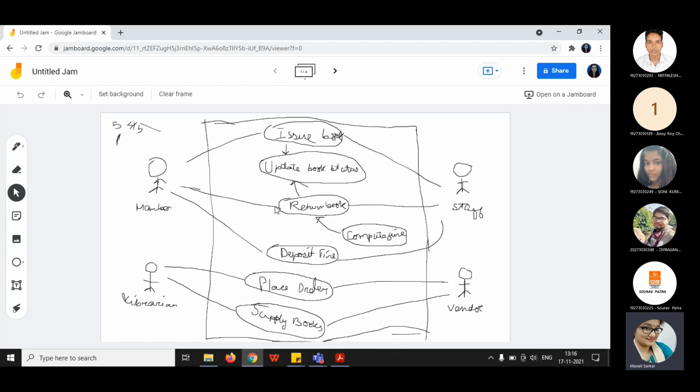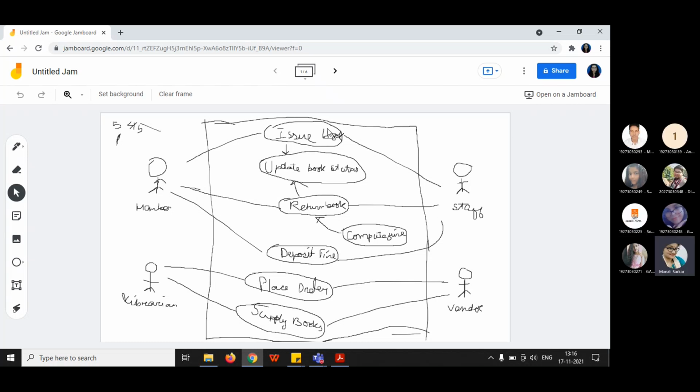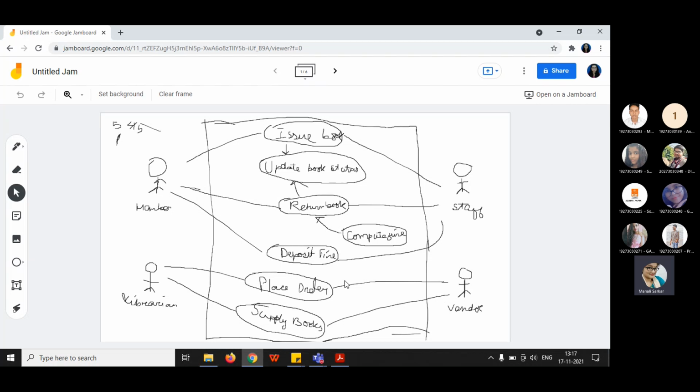The associations are like this: member is associated with issue book, and issue book is associated with update book. Similarly, member is associated with return book and deposit fine. Staff is associated with issue book, return book, and deposit fine. Librarian is associated with place order and supply books, and vendor is also associated with place order and supply books. In this way all these associations are done. So this is basically a use case diagram of a part of a library.